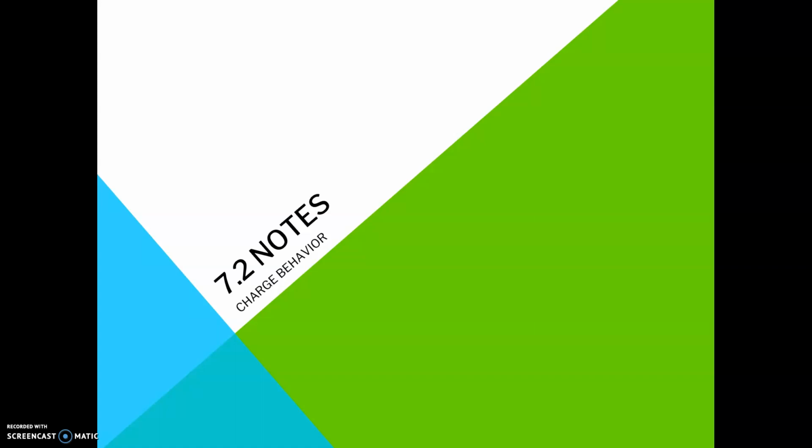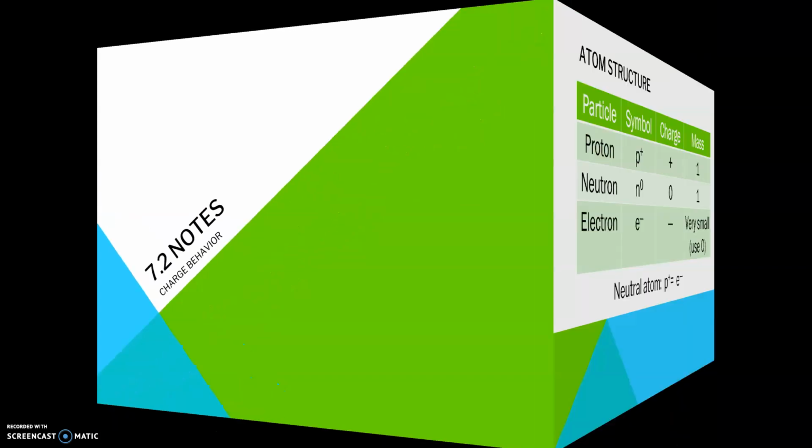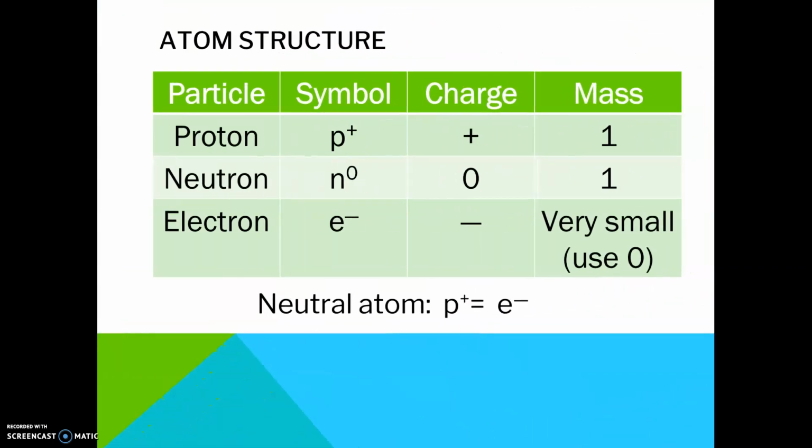So, getting into skill 7.2, charge behavior. Last time with Miss Fecht, you started talking about the atom and subatomic particles. So one of the things that you saw was this table here. It goes through the three subatomic particles, so protons, neutrons, electrons, as well as some general information about them. The key thing that we need to focus on today is going to be electrons, okay? They're going to be very important to us throughout this lesson.